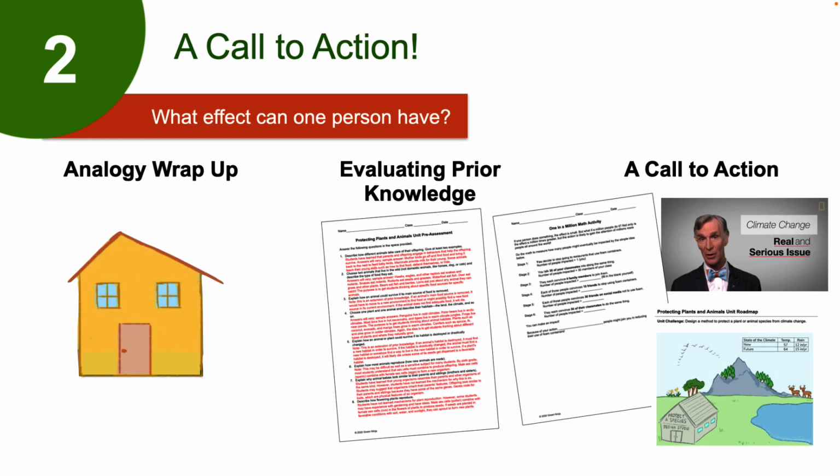In Lesson 2, students revisit the Earth is like a home analogy from the previous lesson. Then they receive the unit pre-assessment back so they can work together to refine their answers so that everyone starts on the same page. The last activity is a call to action. We watch a Bill Nye video clip talking about how important it is to act, and then students make a simple mathematical model that shows how quickly one person's actions can spread and make a huge difference. Once students are inspired to take action, we view and discuss the Protecting Plants and Animals unit roadmap to show them our pathway to get there.